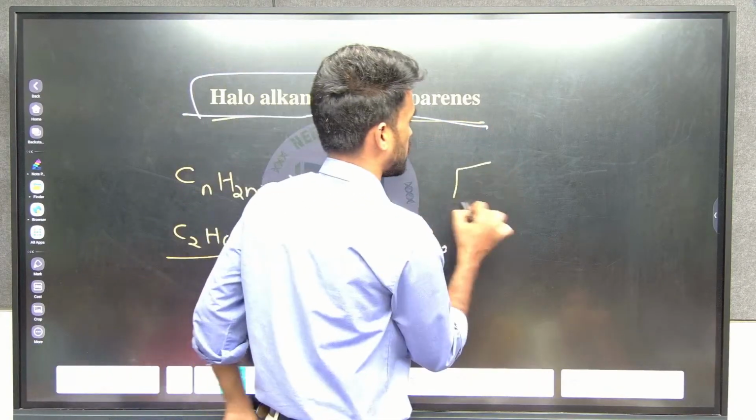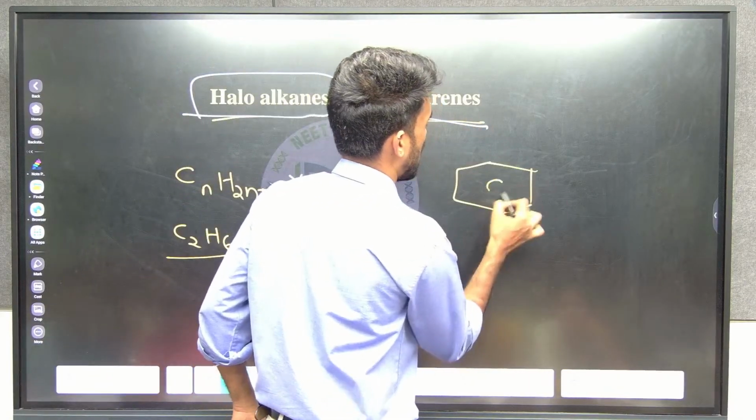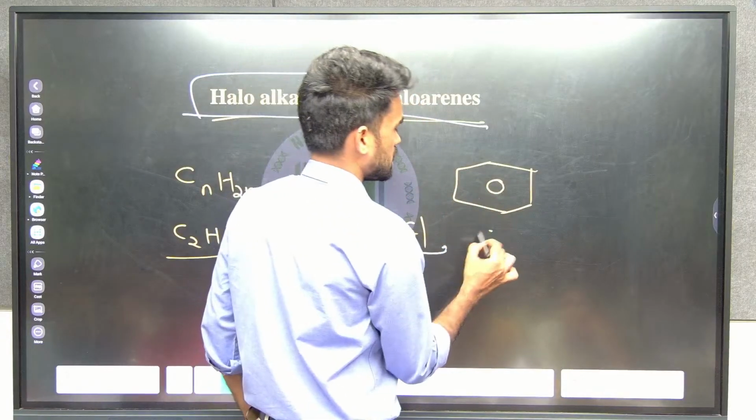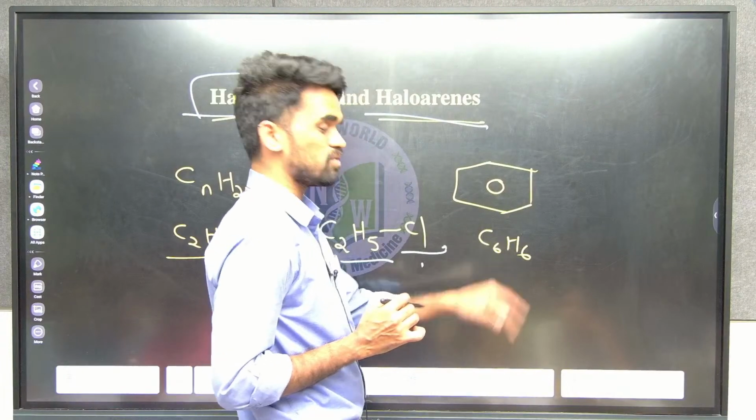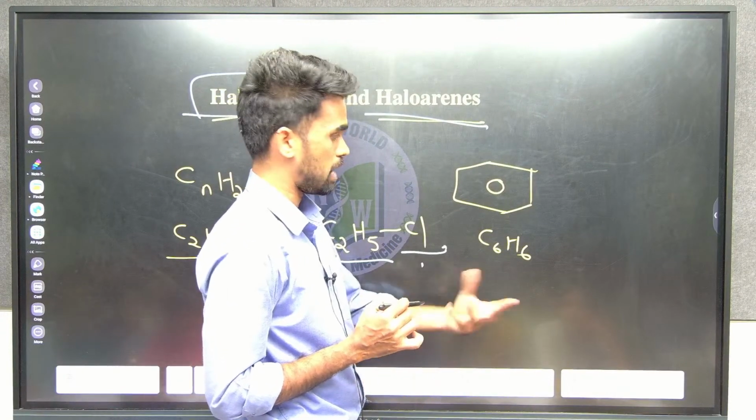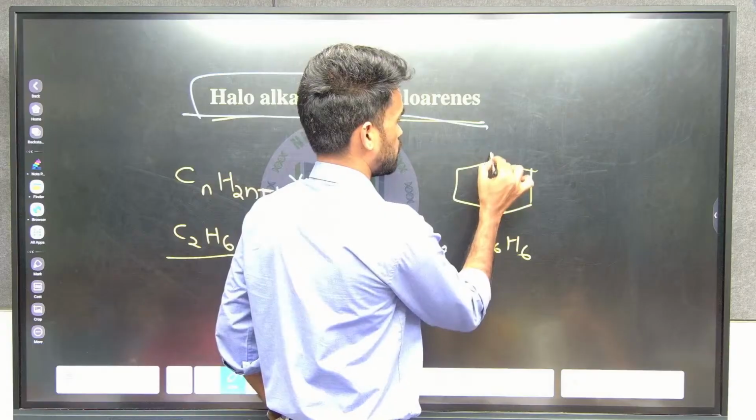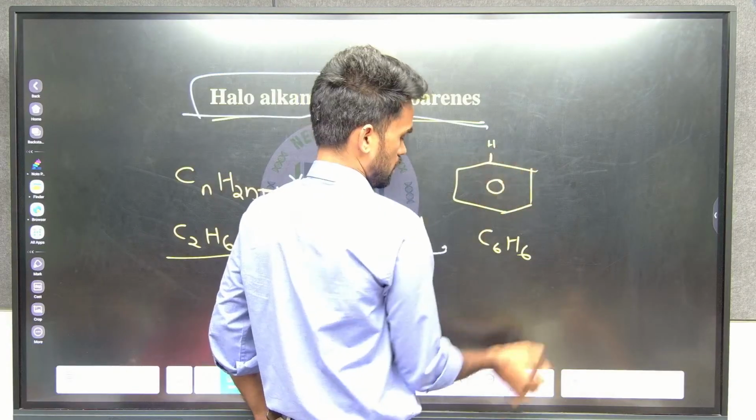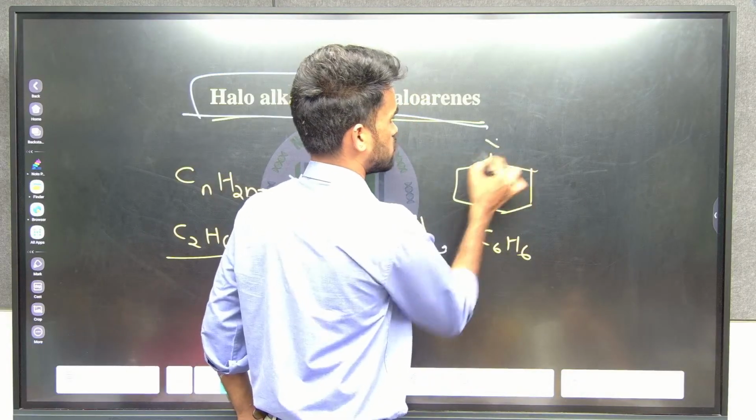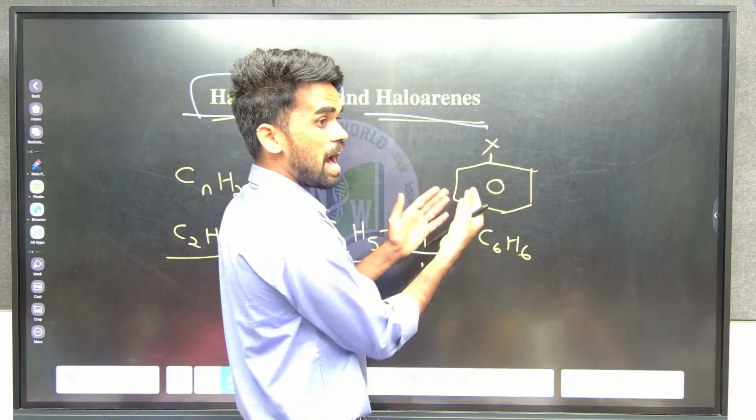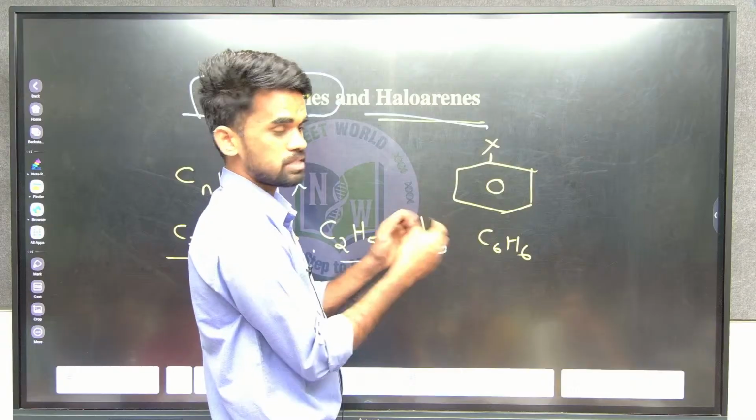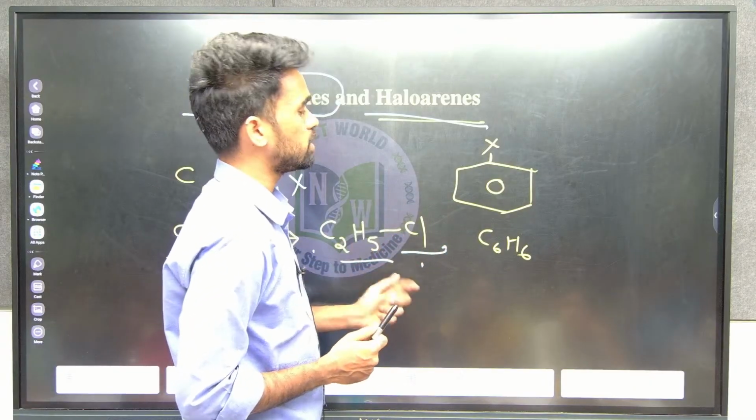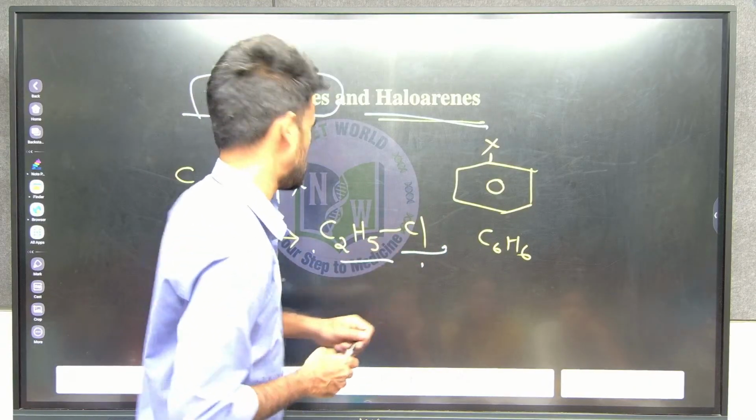Now what about haloarenes? Arenes means a benzene ring is there, this is called an arene. So what is the general formula? C6H6. From here also you replace at least one hydrogen with chlorine or any halogen. For example, I am replacing this hydrogen with any halogen, then it becomes aryl halides or haloarenes.